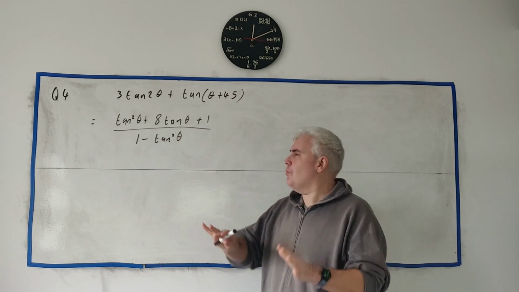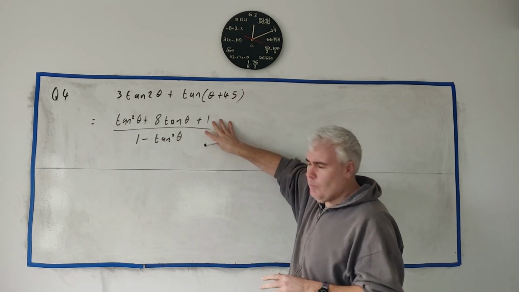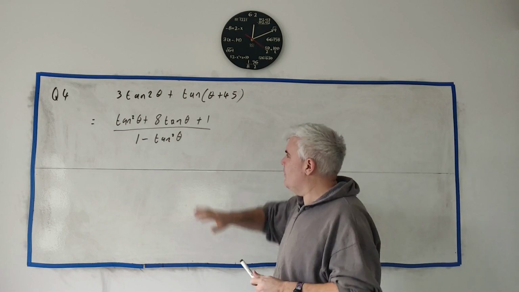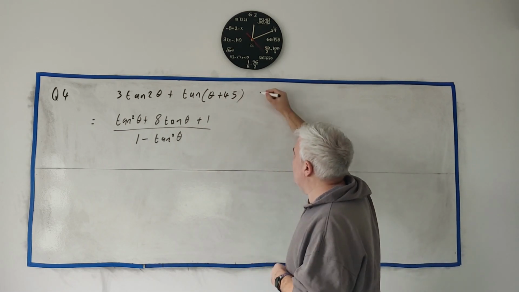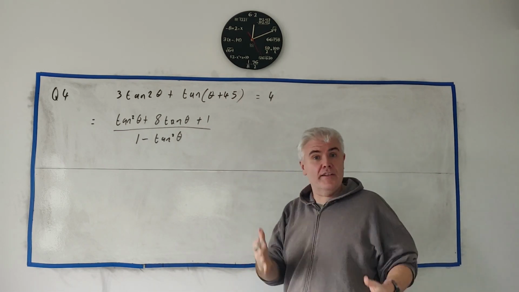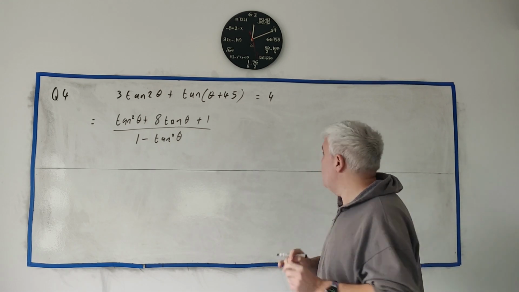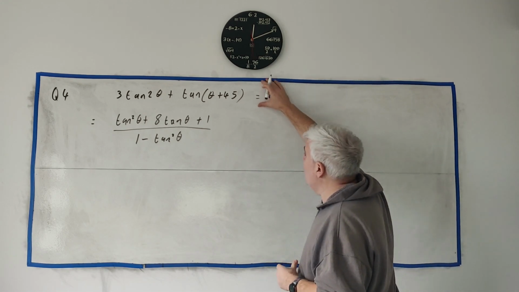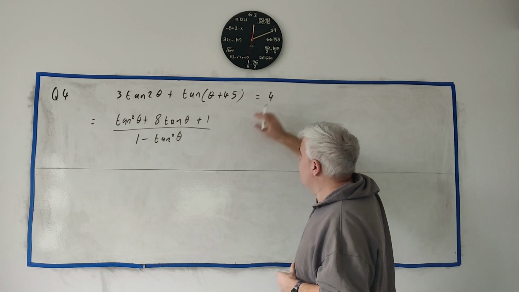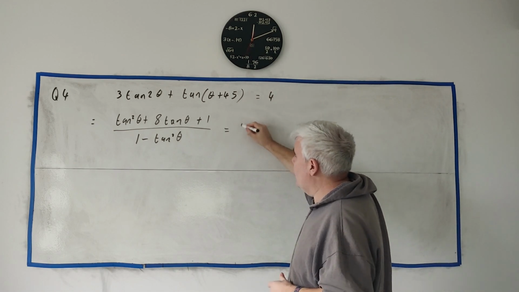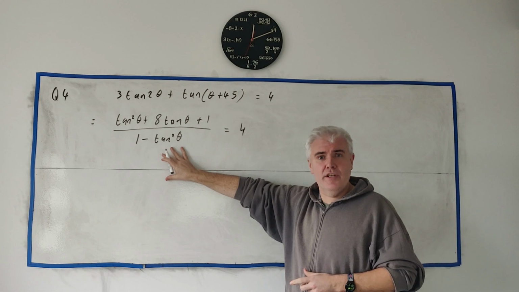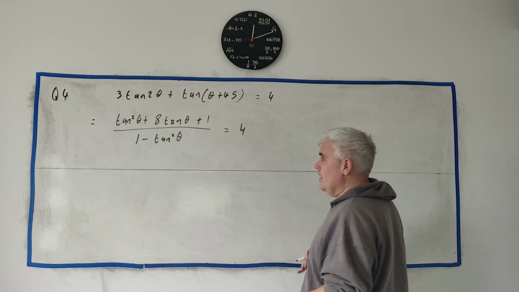In part A, we proved that this equals this. In part B, they've given us this first equation and told us it equals 4, and to solve that. Now, what I hope you take the leap is, we don't want to solve this equation. Let's just put this equal to 4 as well, and we solve this equation here. We do that by just moving things around.